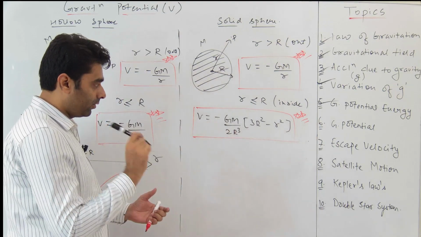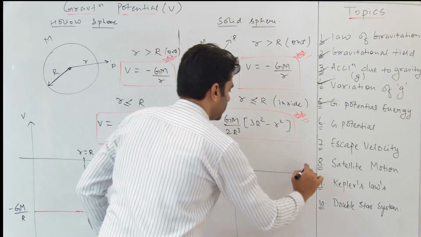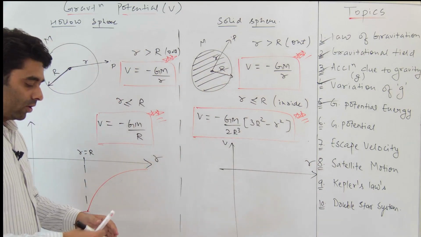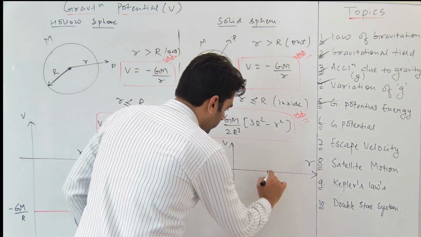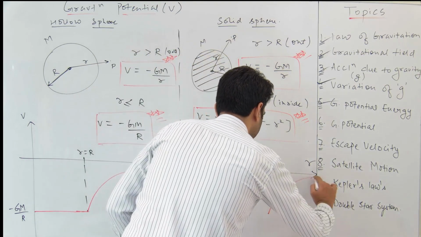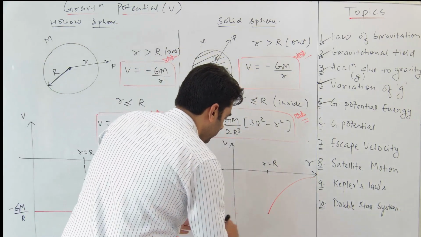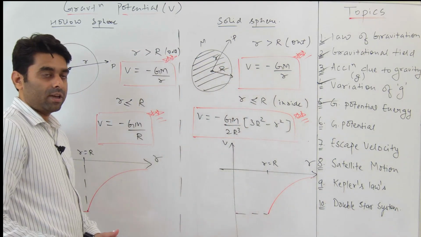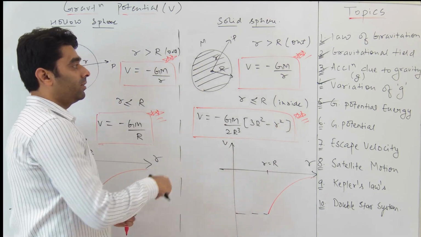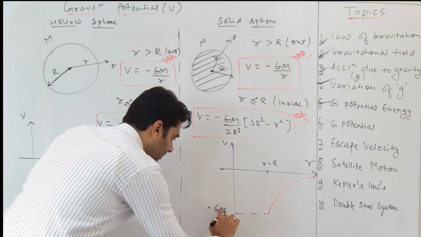First of all, let us draw the graph, and during that we'll discuss it. If we draw the graph of V versus r, for outside points a similar relation is there. This is let's say small r equals capital R. This is the point at the surface. At the surface, small r will be equal to capital R, and over there it will come out to be minus GM by capital R.